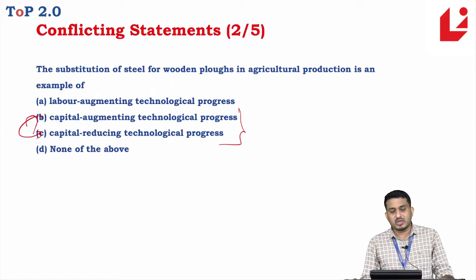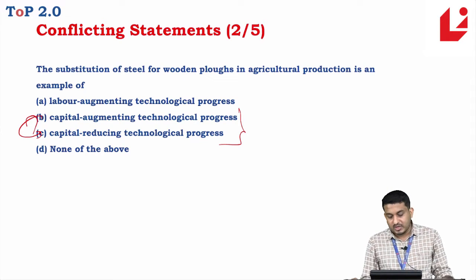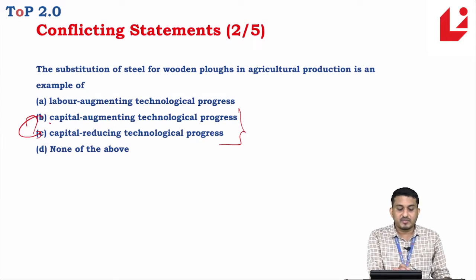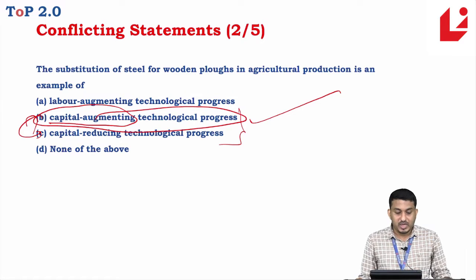Now apply some logic in this particular question. Substitution of steel for wooden plow. You know that steel is more expensive than wood. So that means more capital is required. So what is the answer? It is capital augmenting technological progress. So the answer is B.